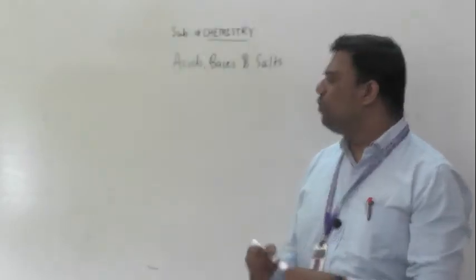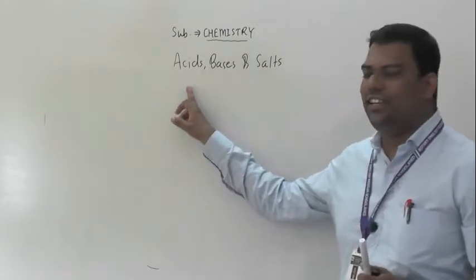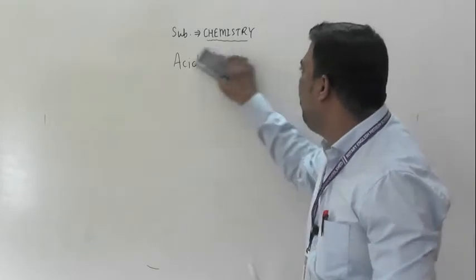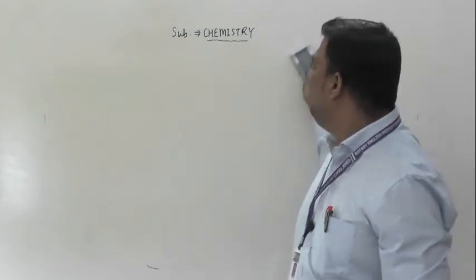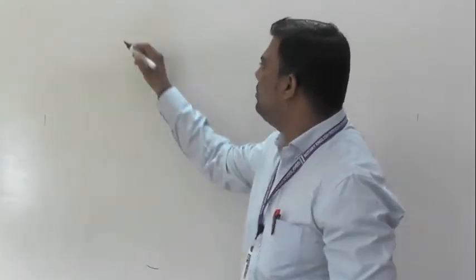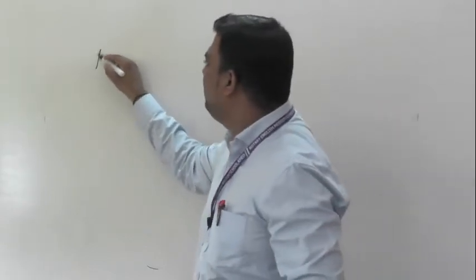So here we are mostly discussing acids, bases and salts. Now we are going to discuss some theories of acids and bases. As you know, acids are sour in taste and they change the color of blue litmus paper to red. These are very important basic physical things. After that, the next scientist proposed one theory.